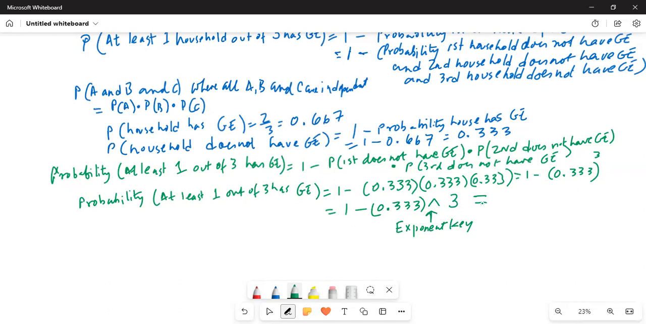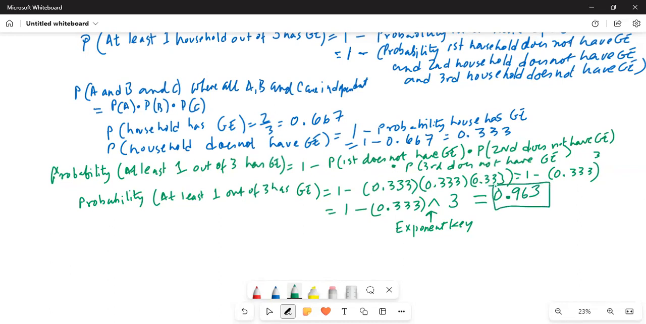And that is equal to 1 minus 0.333 exponent 3 is equal to 0.963. That's your final answer.